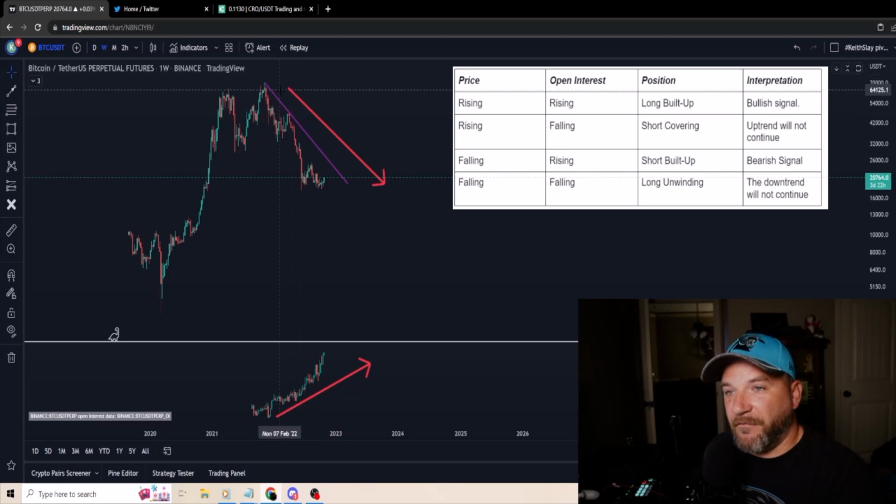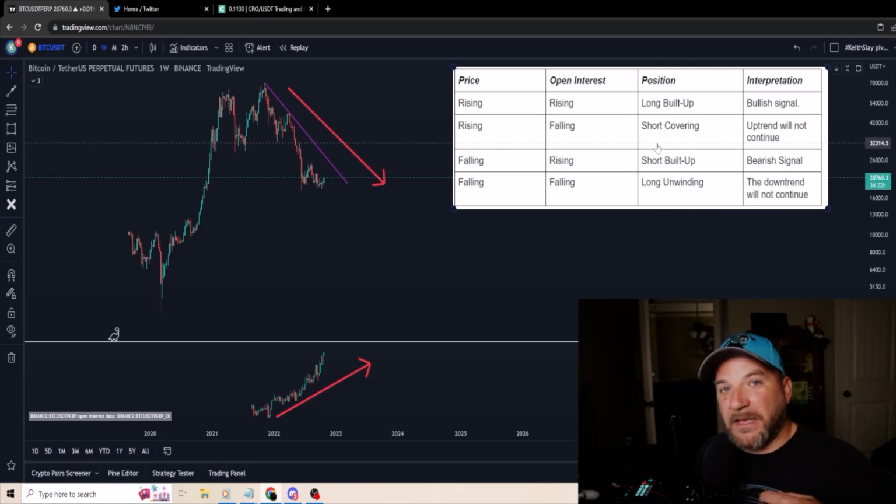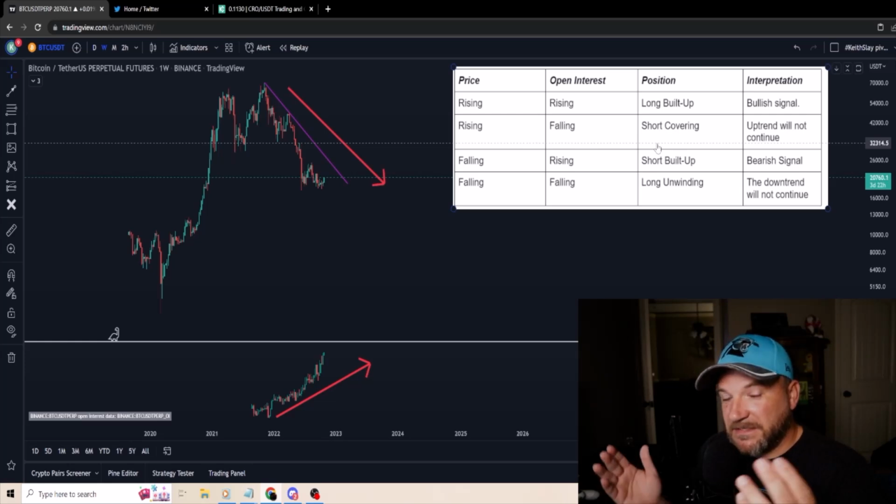We have falling price right here, falling price. We have rising open interest, rising open interest. This is a short buildup, meaning people are putting more money in to keep their shorts going. They haven't switched over into longs just yet. They're throwing more money in and more money in because they want to keep those shorts going because they can see the trend.